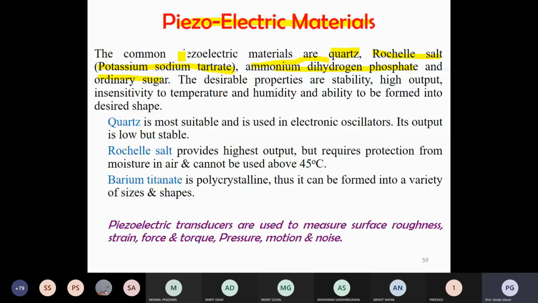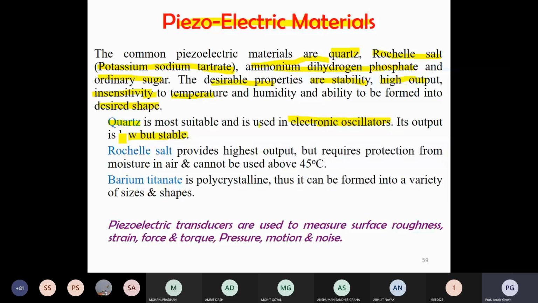The desirable properties are stability, high output, insensitivity to temperature and humidity, and the ability to be formed into the desired shape. These are the most important features of the material. Here you can see different applications with the material names. Quartz is used in electronic oscillators, and its output is low but stable, meaning you get a constant output. That's why quartz is most acceptable.